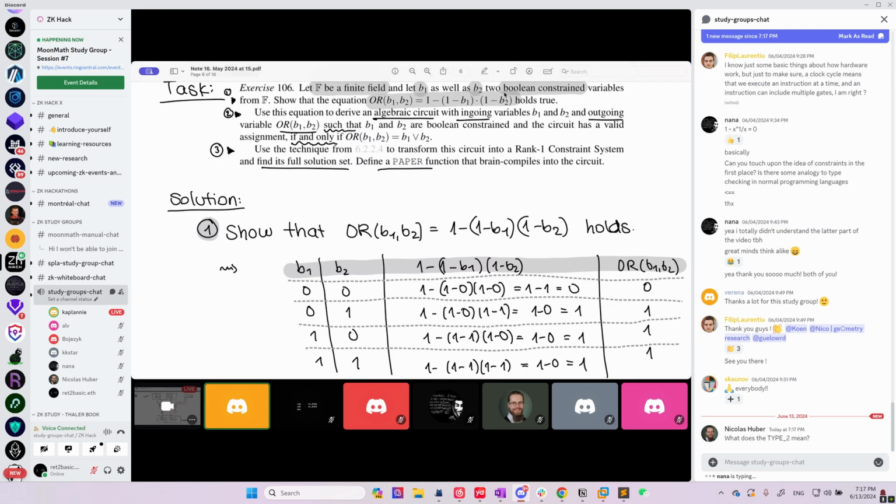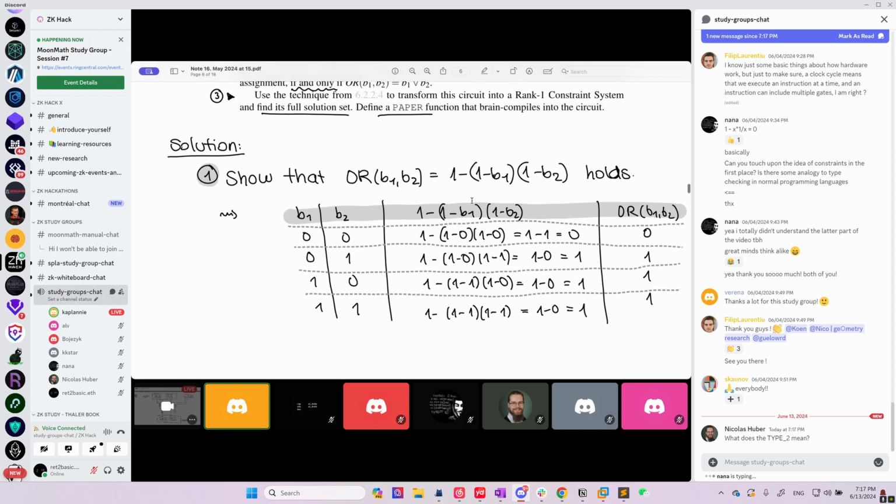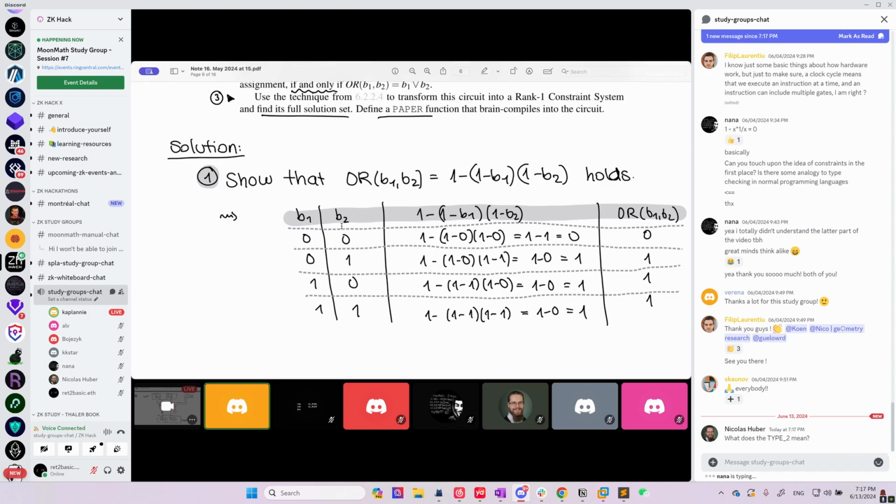Since we have in the setting that B1 and B2 are Boolean constrained, we can just write a table and check out all the values. So that's what I did. B1 and B2, and all the cases. If we calculate that out, we see that for 0, 0, the result of the right-hand side is 0 as well, and the OR of 0 and 0 is 0. For the other cases, we know that the OR should be 1. And if you multiply the right-hand side out, we see that we also get 1 in all those cases.